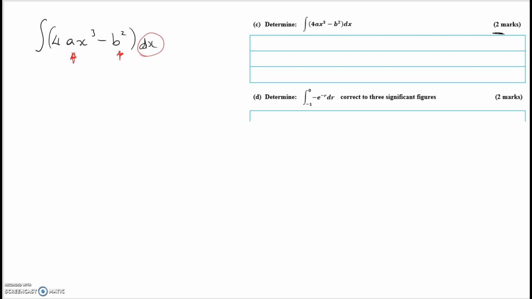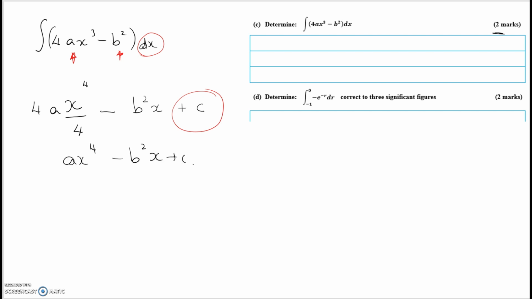So we're going to integrate x cubed, which would become x to the 4 over 4, but it's already multiplied by 4a, minus, now b squared is just a number, so that the x that's in there is x to the power of 0, so it would be b squared x, and again, don't forget plus c. So you could leave it like that, or you could tidy it up just the tiniest little bit and say that that's a x to the power of 4 minus b squared x plus c.